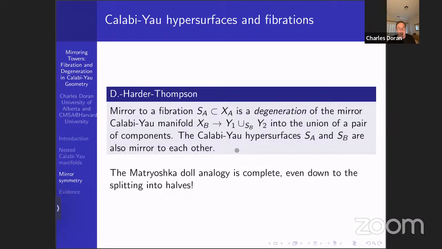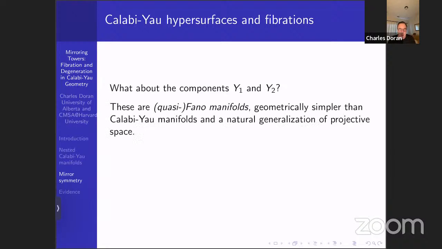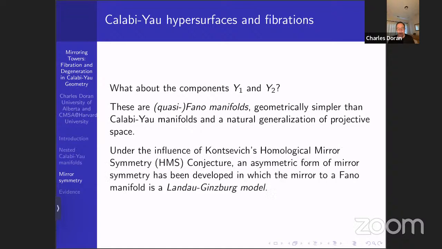So now our Matryoshka doll analogy is complete, even down to splitting into halves, because the dolls separate. So what about the components Y1 and Y2? What do they look like? Well, these are what are known as quasi-Fano manifolds. They're geometrically simpler than Calabi-Yau manifolds. They're a natural generalization of projective space. You can think of, in the threefold case, them as threefolds blown up along certain curves. And they have the property that in their anti-canonical linear system, they have Calabi-Yau manifolds.